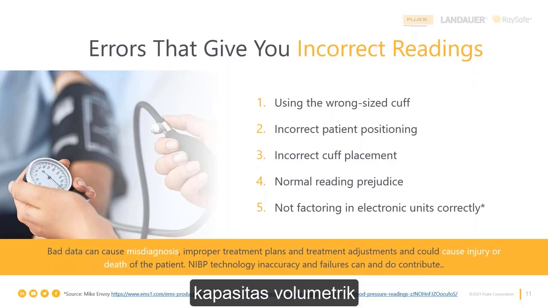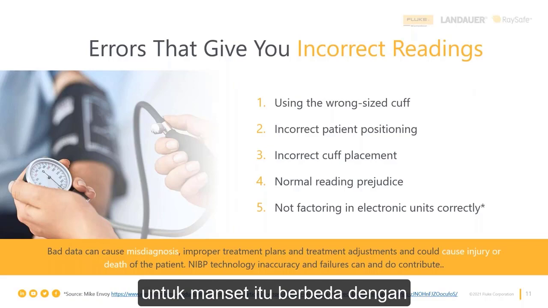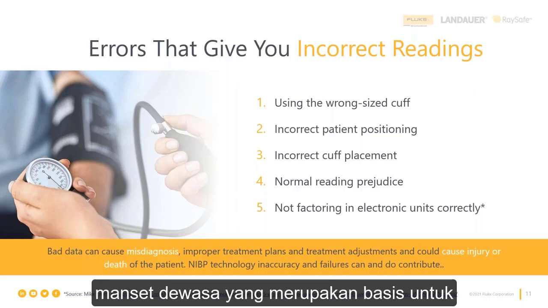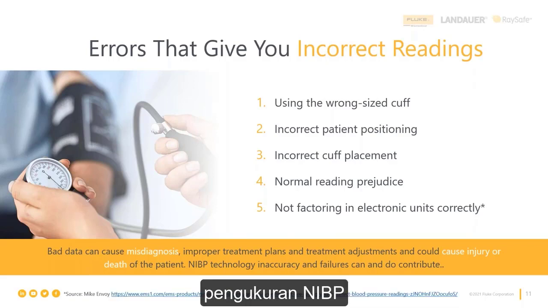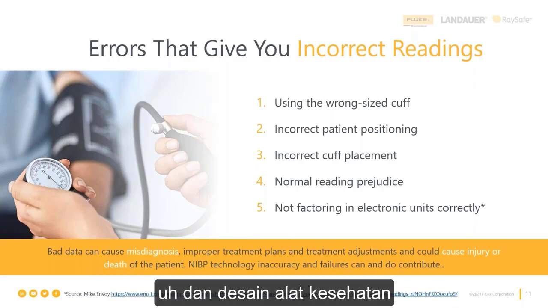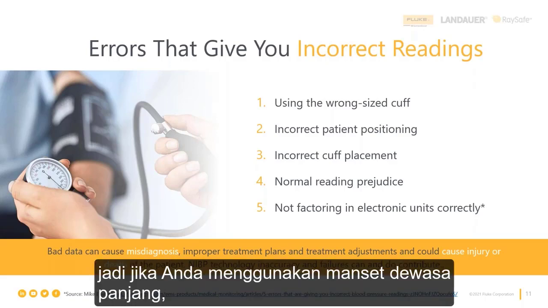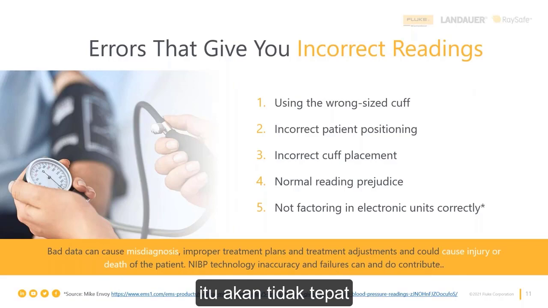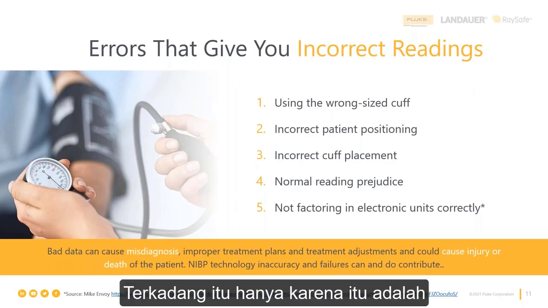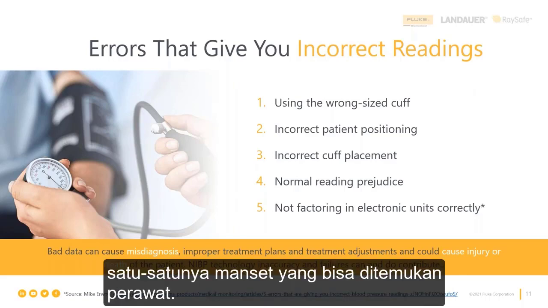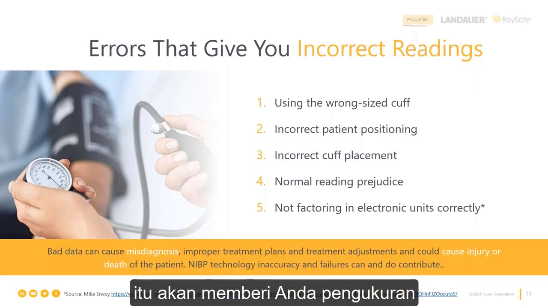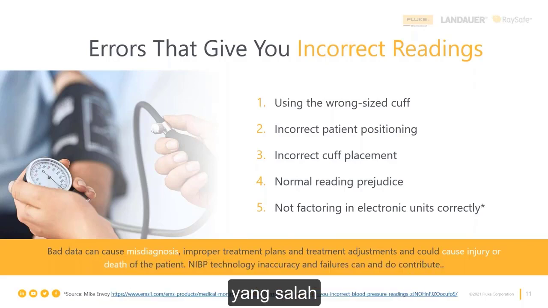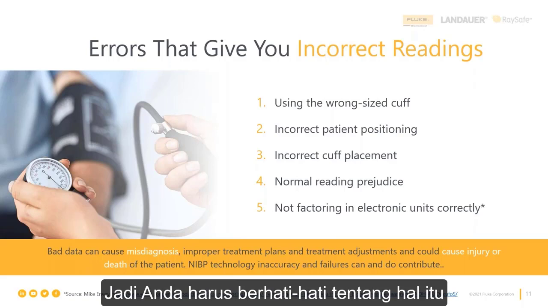However, the volumetric capacity for that cuff is different than the adult cuff, which is the basis for the NIBP measurement and the design of the medical device. So if you're using that long adult cuff inappropriately, sometimes it's just because that was the only cuff the nurse could find, it's going to give you wrong measurements. So you got to be careful about that.